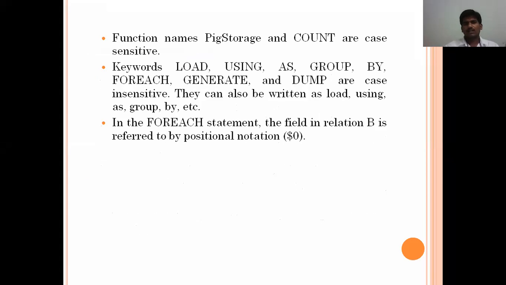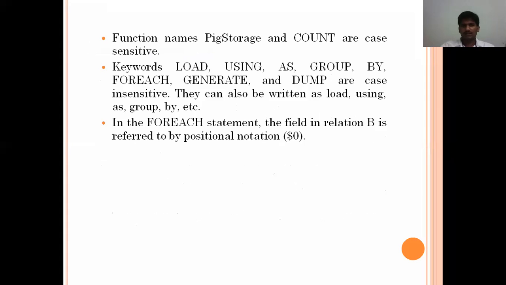The function names, like fixed storage and count, are case sensitive. And the keywords are load, using, as, group by. See here, these keywords are like in SQL statements. In SQL we compare group by, using, select star from. I will remember the statements.